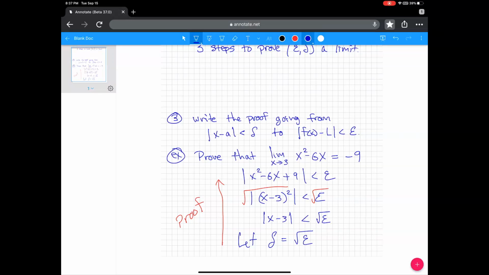So to prove that the limit as x tends to 3 of x squared minus 6x equals minus 9, I need to prove that given any epsilon greater than 0, there exists some delta greater than 0. And in this case, I'm going to choose that delta to be square root of epsilon. And such that whenever x minus 3 in absolute value is less than delta, then the function minus L is less than epsilon. So here's what that looks like. Here's the proof.